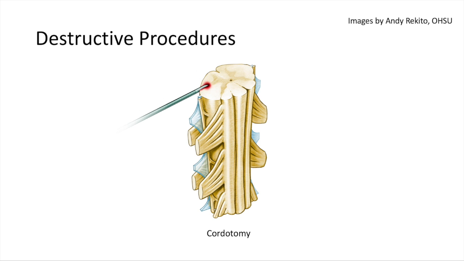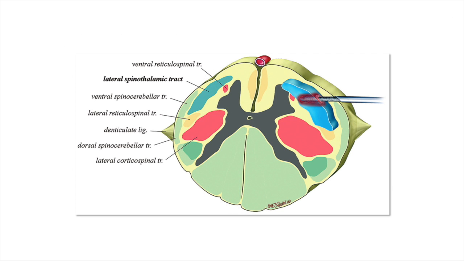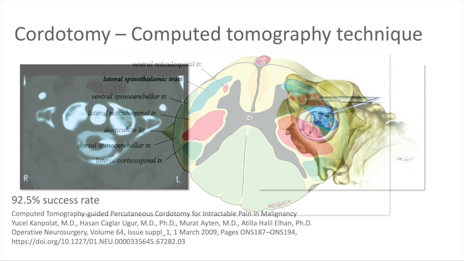The next procedure to be discussed is perhaps one of the most important destructive procedures for pain control. Radiofrequency lesions of the anterolateral spinothalamic tract, referred to as cordotomy, have been used for decades to alleviate pain of malignant origin. Lesions are made in the cervical spinal cord at the level of C2 and can alleviate contralateral pain arising several segments below the level of the spinal tract lesion.